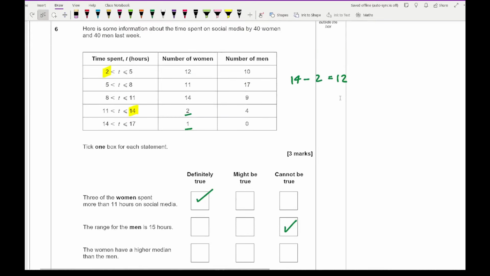So that can't be true, because you know that the range is going to be smaller than 12. It then says that the women have a higher median than the men. Well, let's have a look. So the median position for both these two genders will be 20. So we want to find what group they will be in. So in terms of the women, the median is going to be in this group here. For the men, it's going to be in this group here. But it all depends on the numbers in those two groups. So for example, if the men were all in the higher end of that group and the women were in the lower end, then you might find that the median would be switched. So this one might be true.